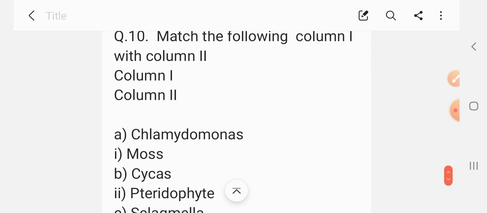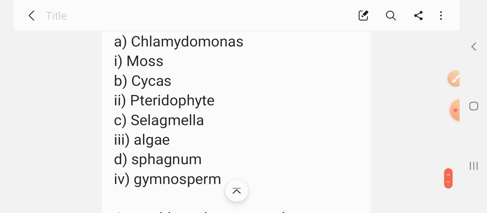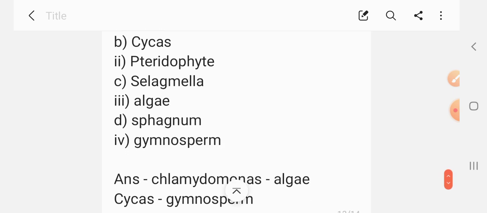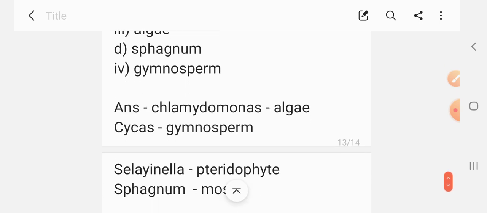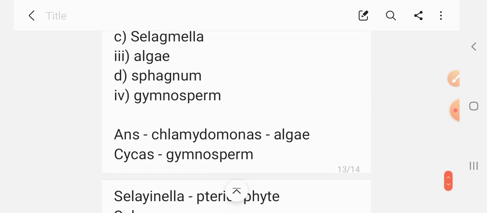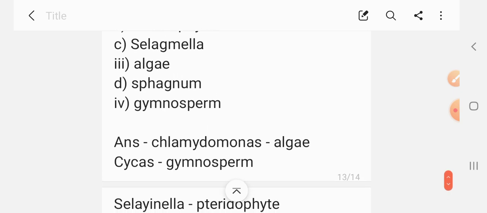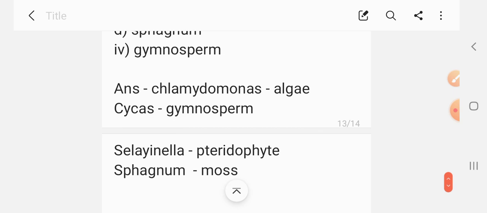Question number 10. Match the following column 1 with column 2. Chlamydomonas, moss, Cycas, pteridophyte, Selaginella, algae, Sphagnum, and gymnosperm. Answer: Chlamydomonas is algae, Cycas is gymnosperm, Selaginella is pteridophyte, and Sphagnum is moss.